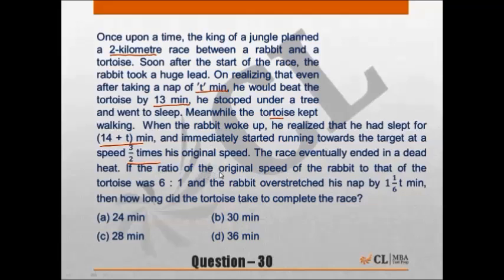If the ratio of original speed of the rabbit to that of the tortoise was 6:1 and the rabbit overstretched his nap by 7 by 6 T minutes, or 11 by 6 T minutes, how long did the tortoise take to complete the race?